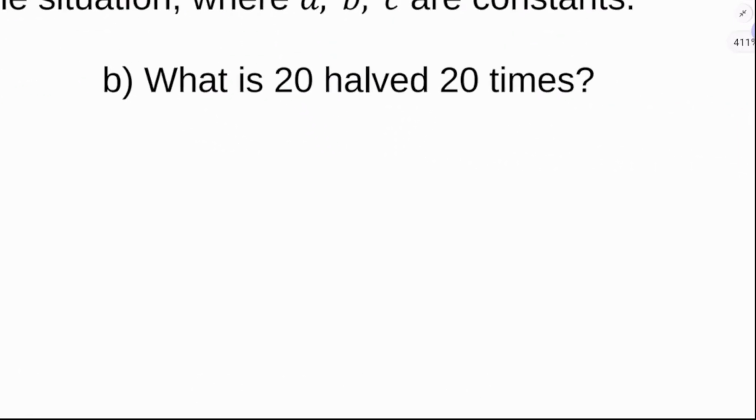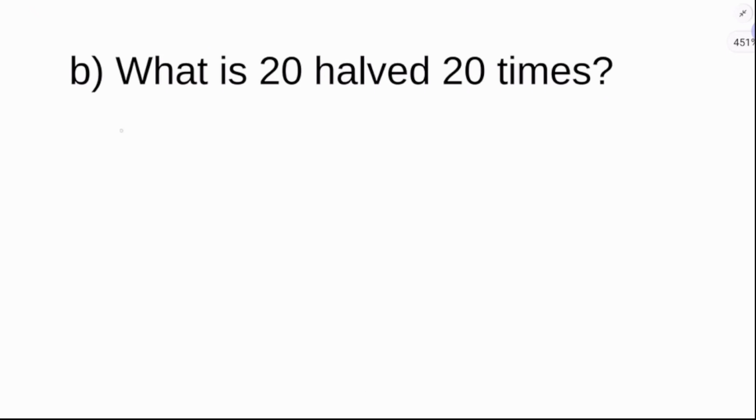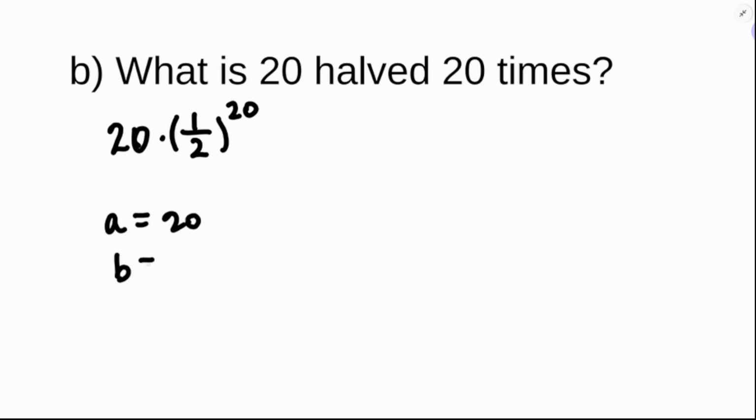Okay. 20 halved 20 times. Okay, so I'm going to half something, I'm going to multiply it by half. Okay, and if we did that 20 times, I could put an exponent of 20 on the 1/2. And so I'd say a equals 20, b equals 1/2, and c equals 20.